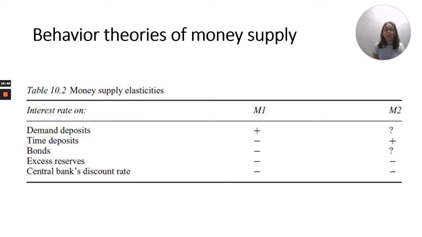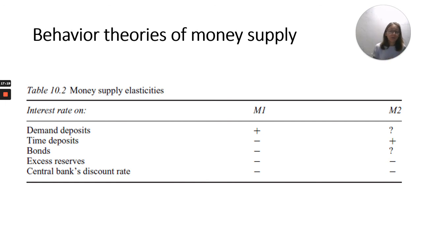So looking at the results, we can see that in the case of M1, the only positive factor is the interest rate on demand deposits, which is very logical, meaning that if interest rates on demand deposits increase, people would simply have more demand deposits, and that's why M1 is going to be higher. All the other interest rates, all the other factors, have a negative effect on M1, which means that people would simply switch to other types of financial assets instead of holding demand deposits.